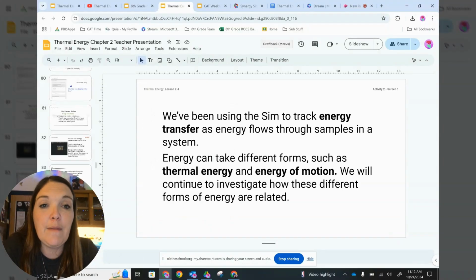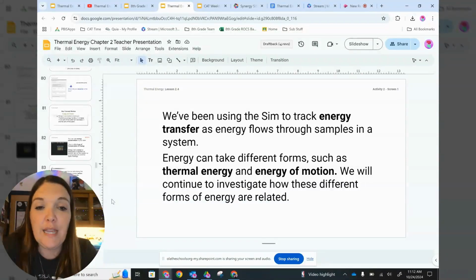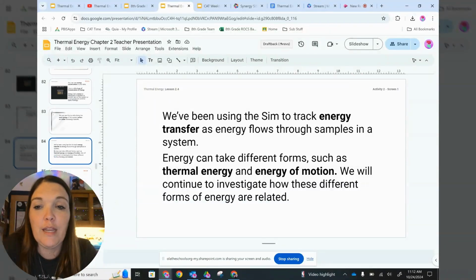We've been using the sim to track energy transfer as energy flows through samples in a system. Energy can take different forms, such as thermal energy and energy of motion. We will continue to investigate how these different forms of energy are related.